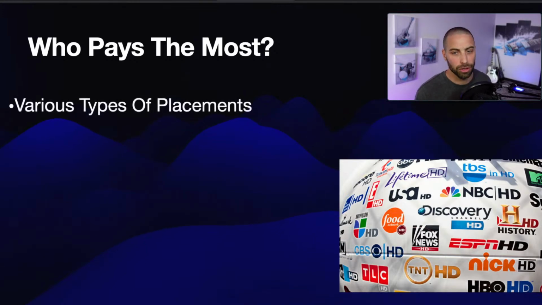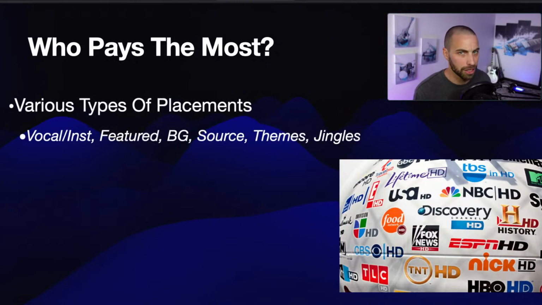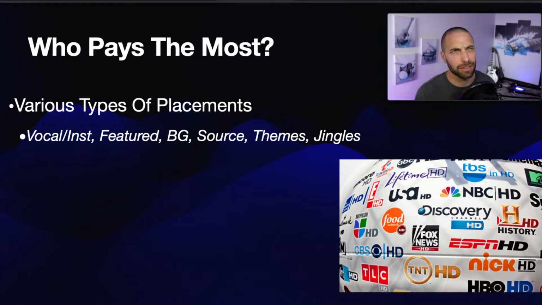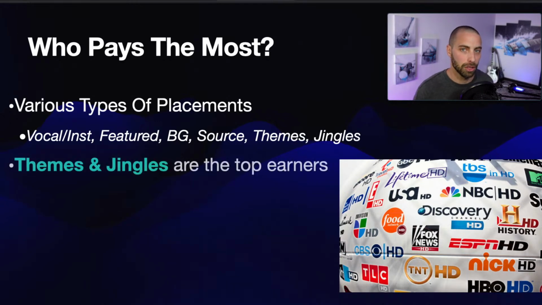So what pays the most? Well, there are various types of placements: vocals, instrumental, featured, background, source. That's where, if somebody's in a dance club, the music coming out of the speakers is literally your track. That's actually what happened to me in the TV show Succession. One of my tracks was playing in some dance club where they were having a conversation. Themes are literally the music behind the opening credits of a TV show. Jingles would be like a commercial, like McDonald's, or anybody that has a recognizable song that goes along with their brand.